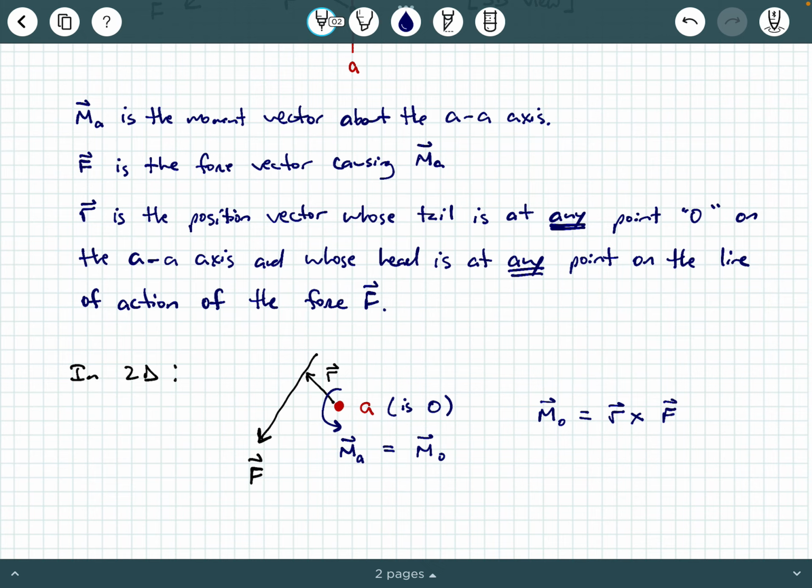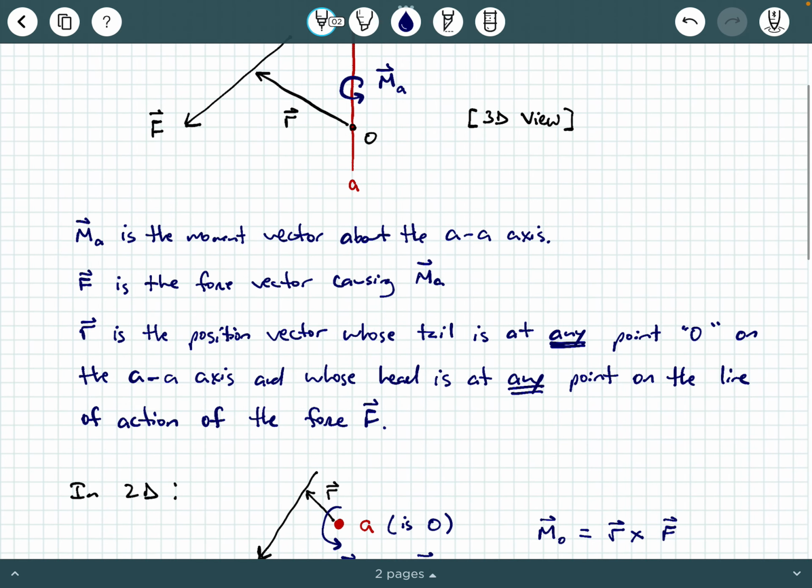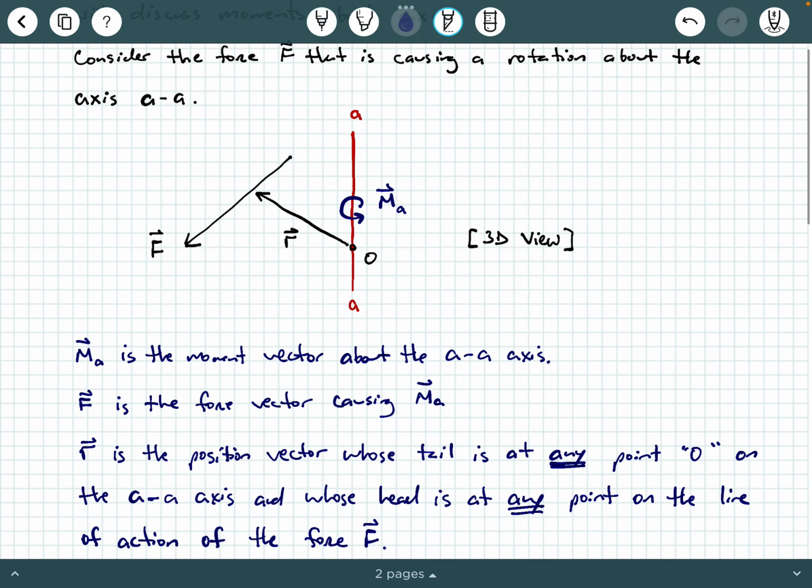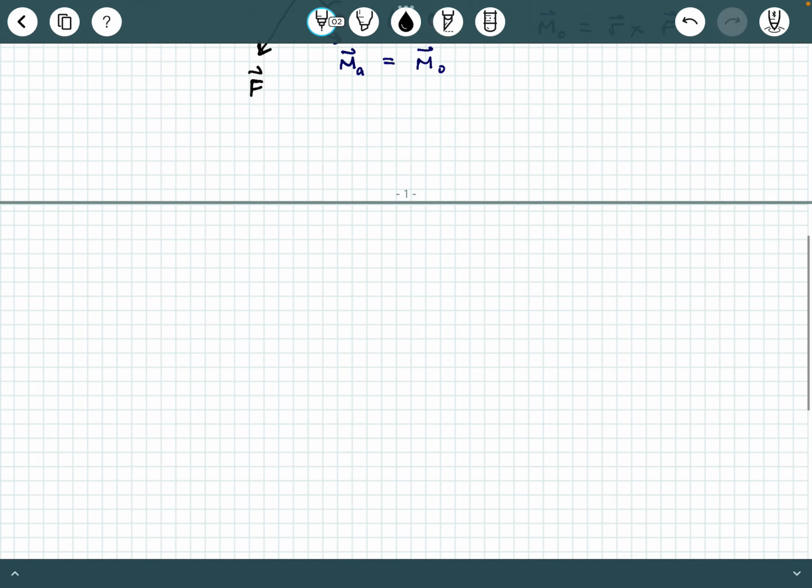Now in 3D, so back on this view here, we typically use a Cartesian vector analysis. So let's talk about that, okay? So I'm going to come down here.